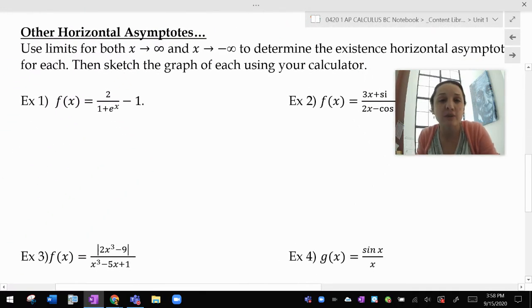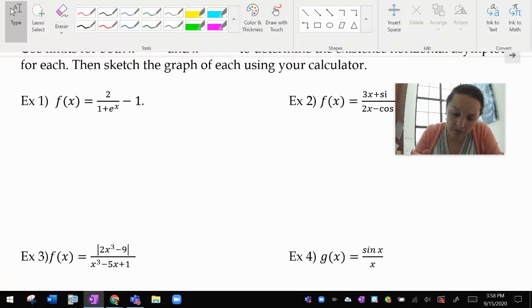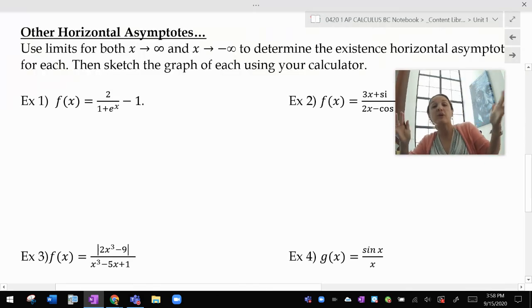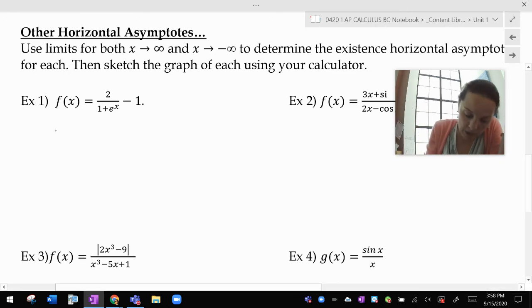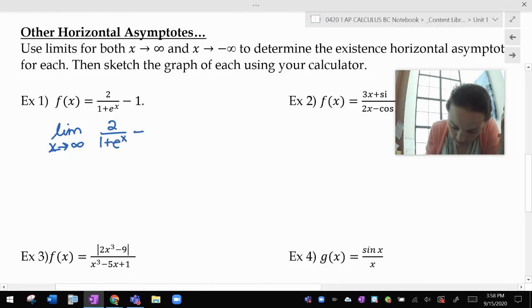All right, last thing. Now let's look for horizontal asymptotes. If I want to find horizontal asymptotes of funky things that are not rational functions, I just have to look at the limit as x approaches infinity and negative infinity and just use my noodle a little bit. So I'm going to take the limit as x approaches infinity of 2 over 1 plus e to the x minus 1. And now I'm going to use my noggin.